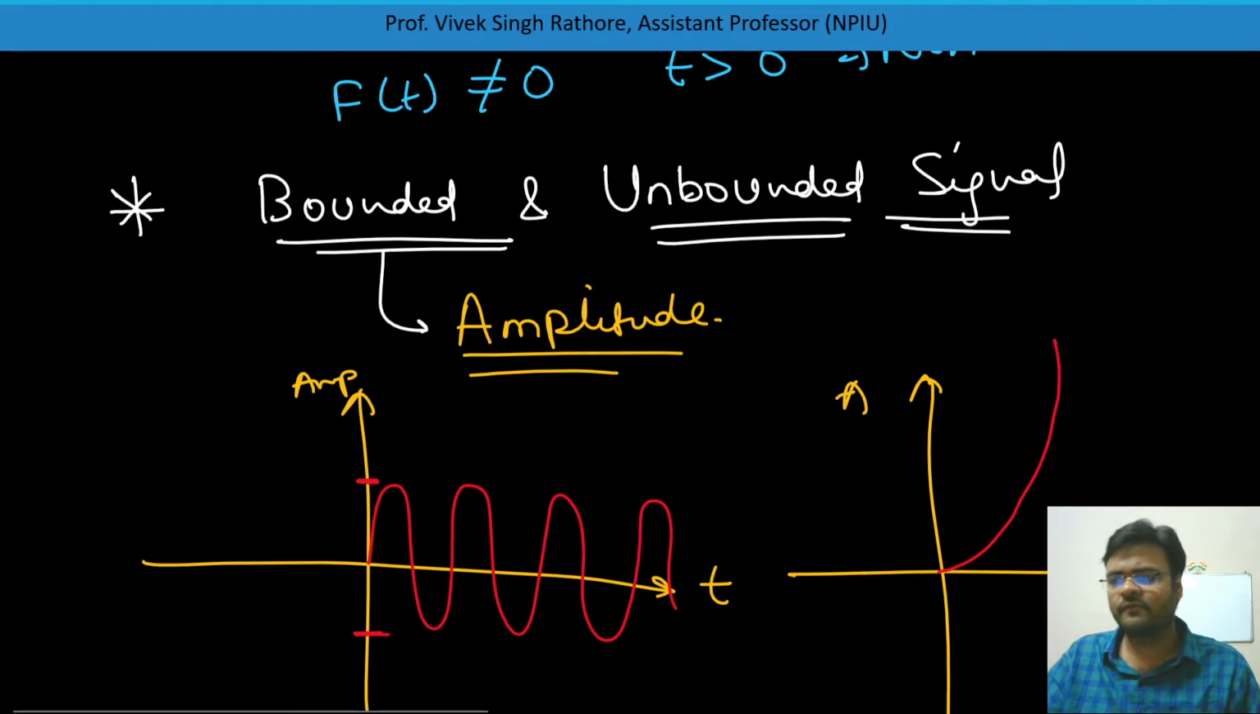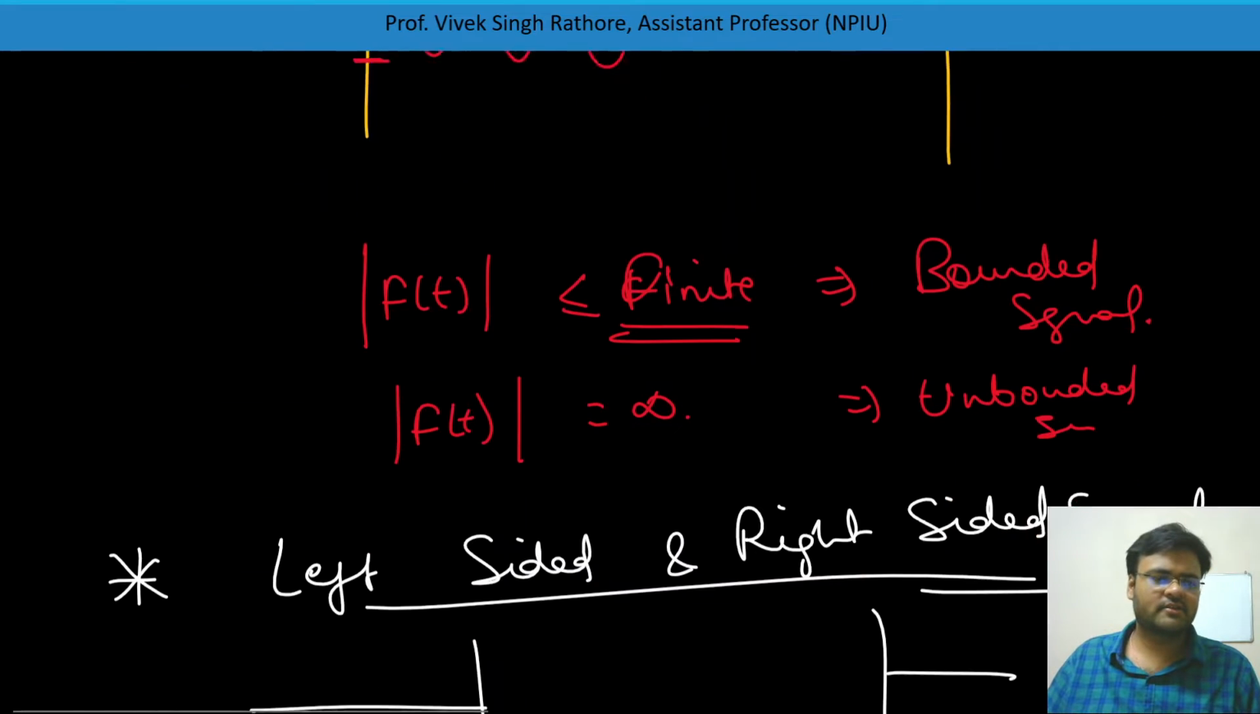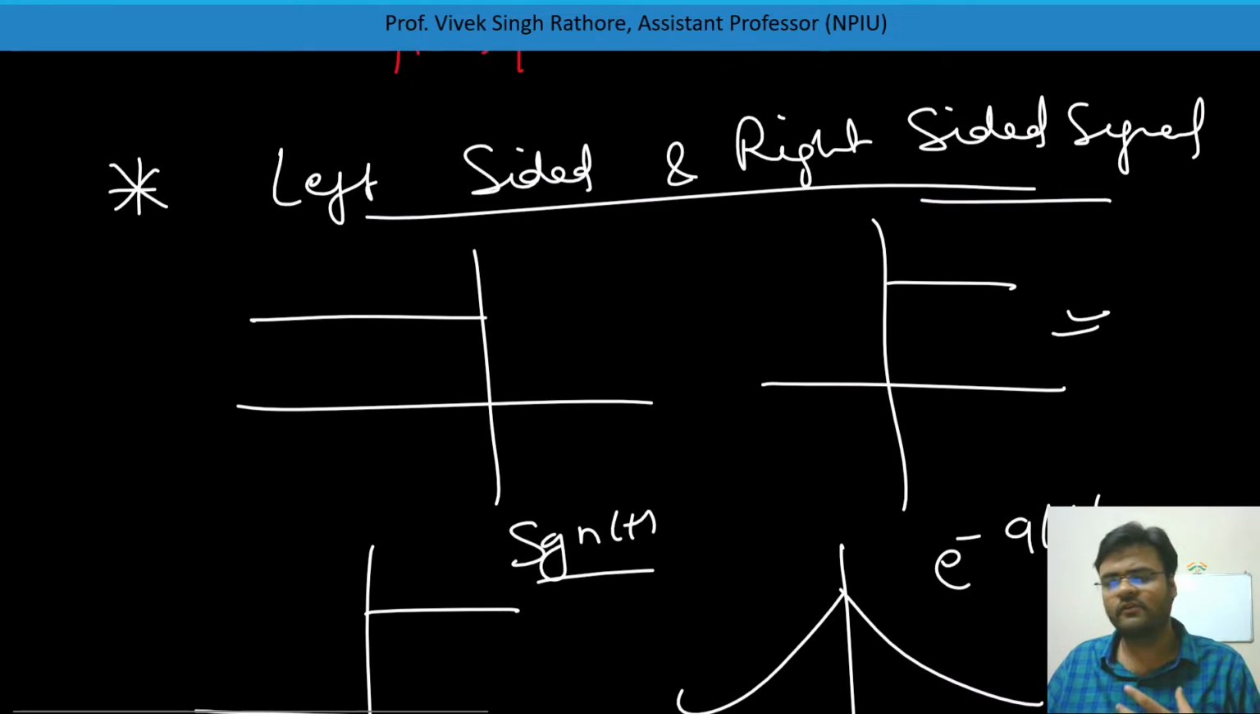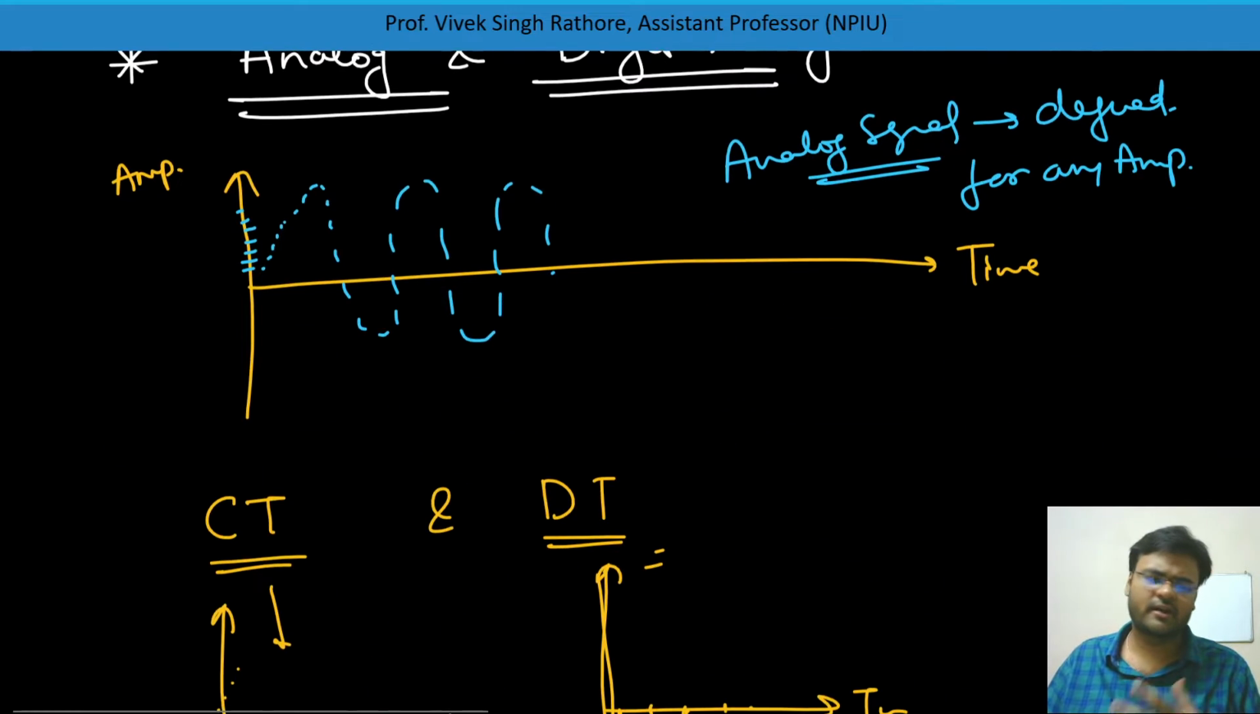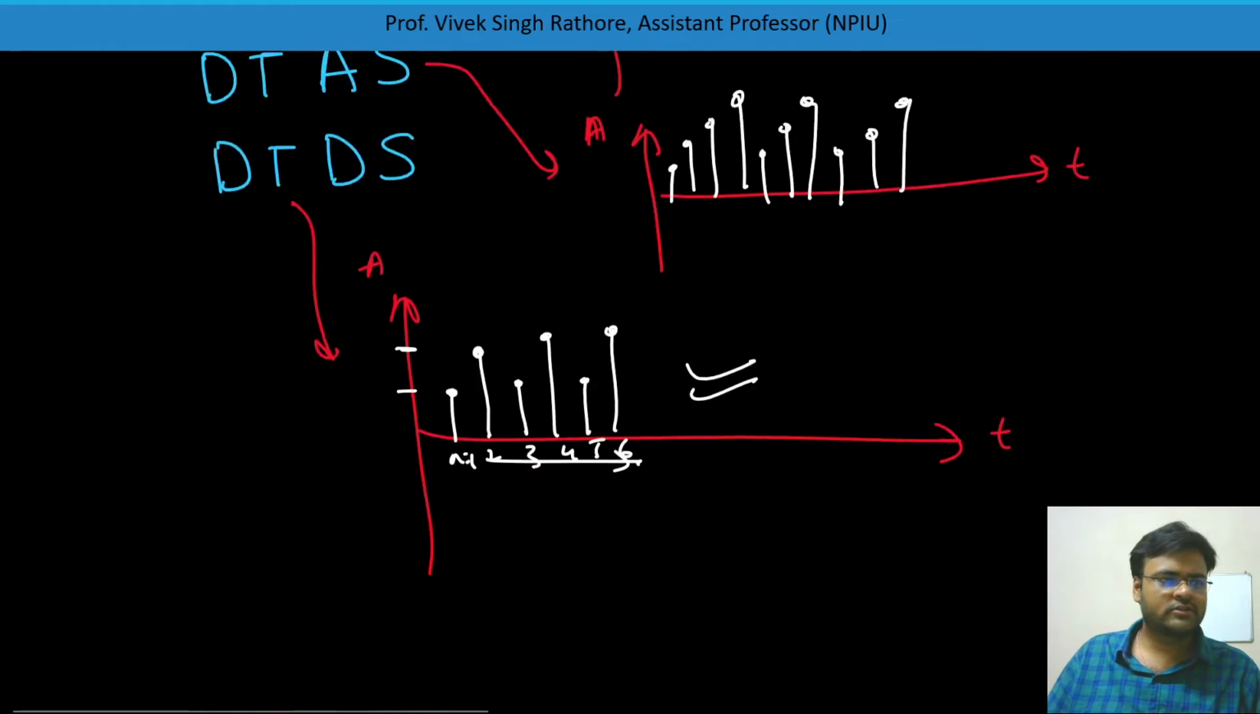So here we end our signals part, the classification of signals. In the next lecture we will deal with systems, the properties of systems, the classification of systems and all. So for this lecture, this much only.